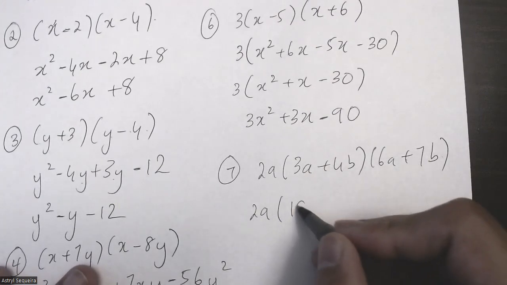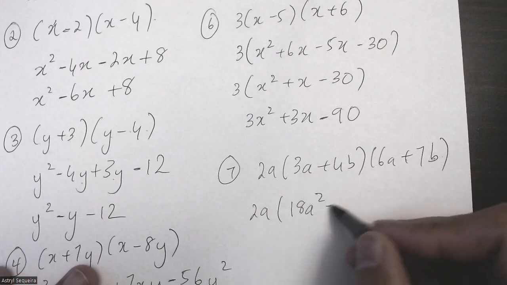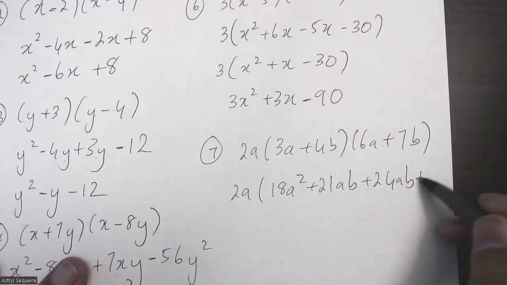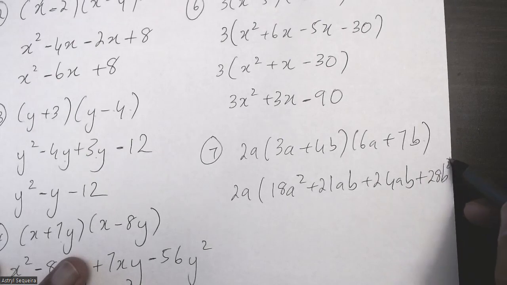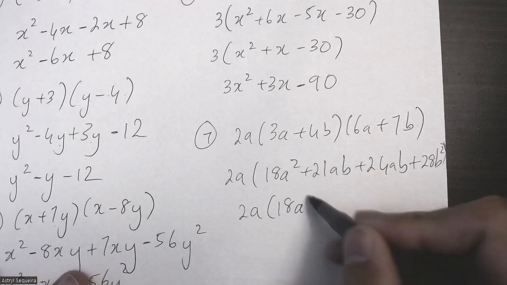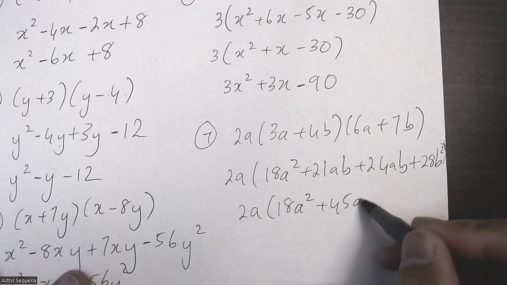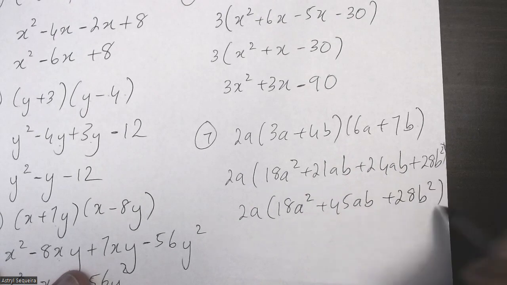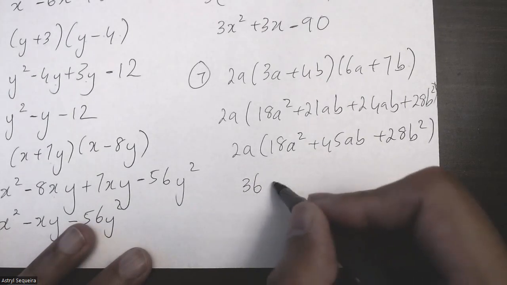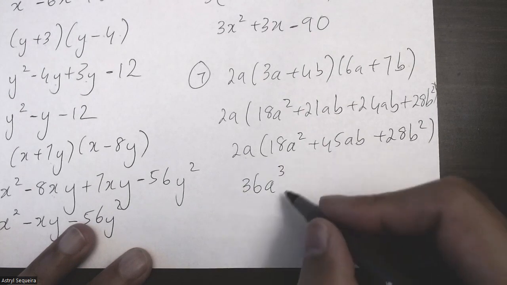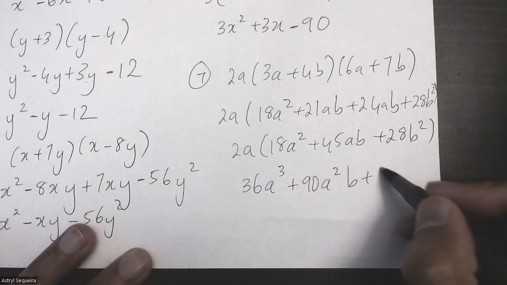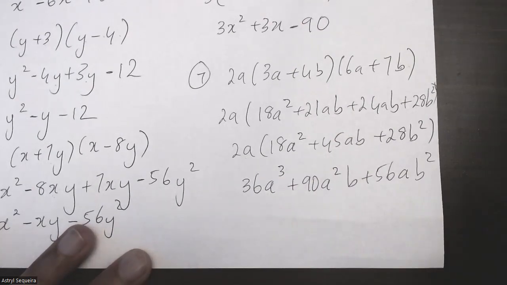3a times 6a is 18a squared plus 21ab plus 24ab plus 28b squared. Then I'll combine the two like terms in the middle. That's just 45ab. Then I'll multiply all these terms by 2a. So 2a times 18a squared is 36a cubed. 2a times 45ab is 90a squared b. And 2a times 28b squared is 56ab squared.